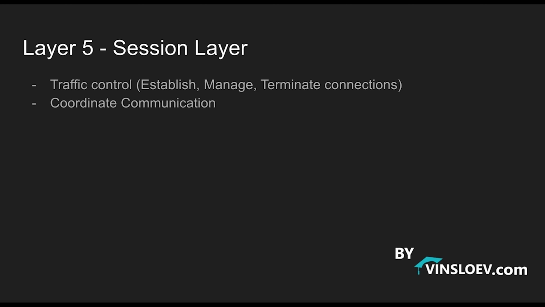Then we have the layer 5, which is the session layer. This is the layer that is controlling our traffic, meaning that it is the layer that is establishing, managing, and terminating our connection. And it also coordinates this communication and takes charge of how much we are allowed to send and when we are allowed to send it. So whenever you are going online, it is the layer 4 that is taking charge of establishing the connection when you are getting connected to something online. And it is also the layer 5 that is in charge of terminating this connection, so that we don't have thousands of connections when we are done using them.